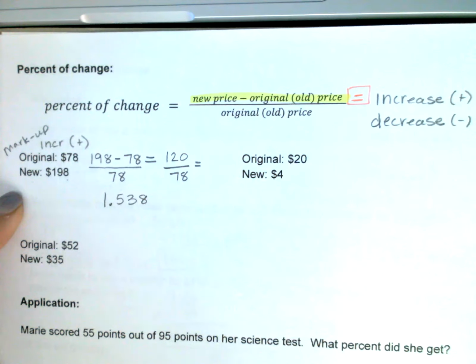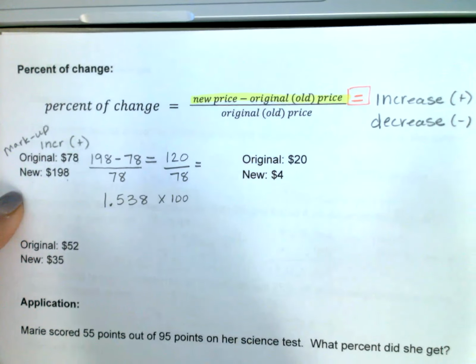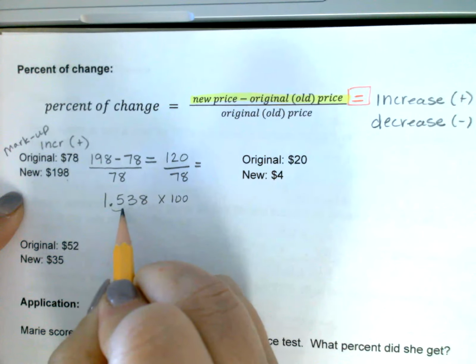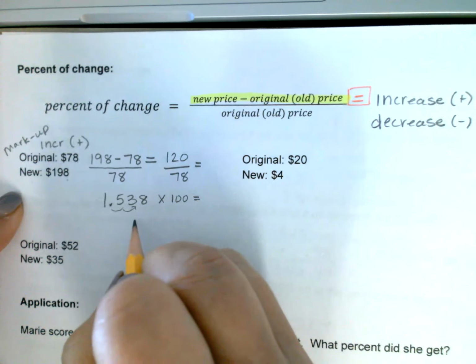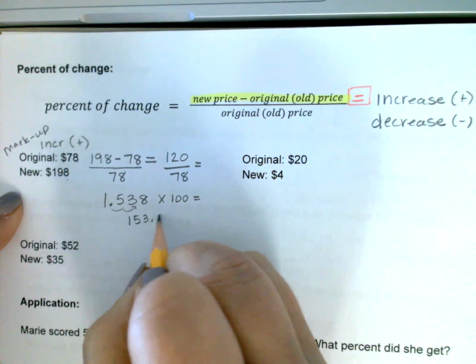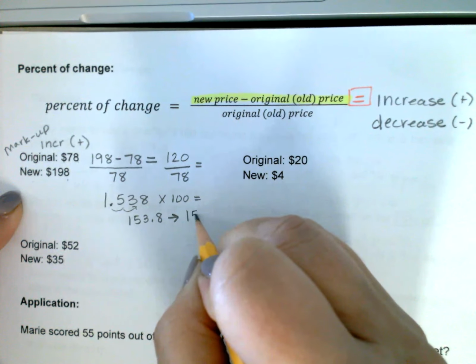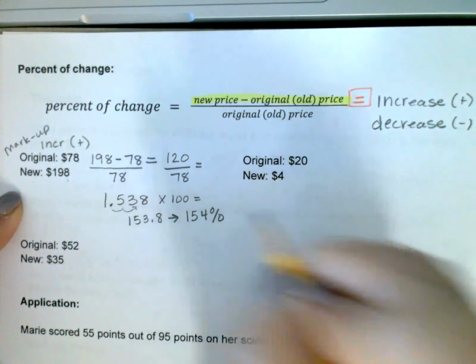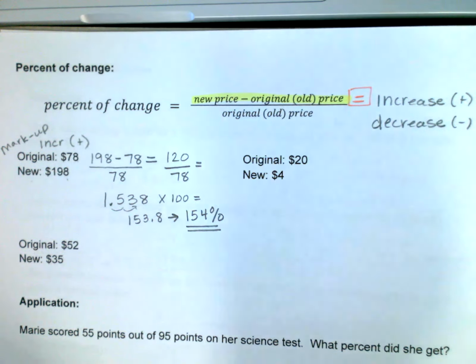That is a decimal. You either mentally take it times 100, or you may use your calculator, but when you take it times 100, it would move the decimal 2 times to the right. Therefore, I would get 153.8. Asking for the nearest whole percent, 154% markup or increase. That's okay. I like it.